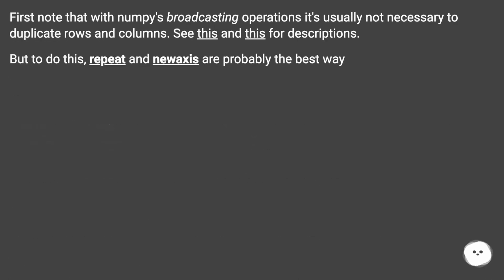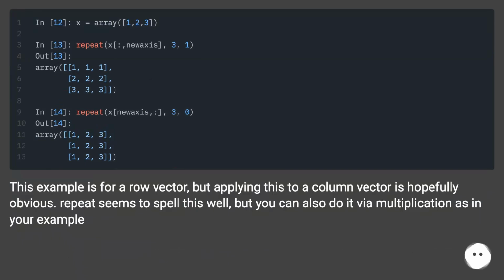First note that with numpy's broadcasting operations it's usually not necessary to duplicate rows and columns. See this and this for descriptions. But to do this, repeat and new access are probably the best way. This example is for a row vector, but applying this to a column vector is hopefully obvious. Repeat seems to spell this well, but you can also do it via multiplication as in your example.